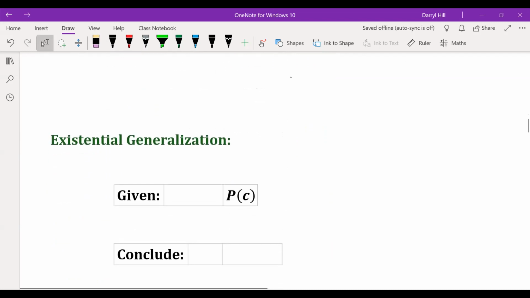So we have existential generalization. Given P of C, so I have some claim that I'm making about a specific thing, I can conclude there exists an X such that P of X is true. Right? So if I have an example of something for which a predicate is true, then I can conclude that, well, there must exist an example of this being true.